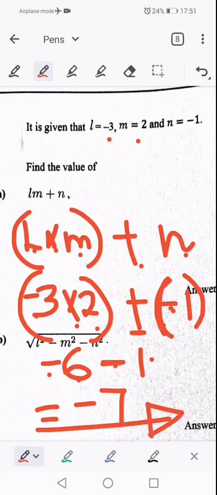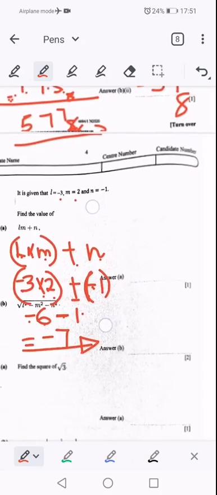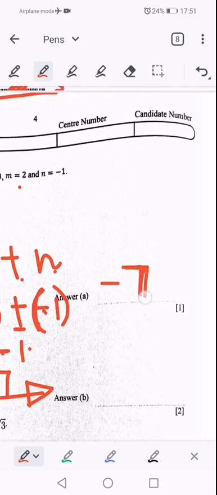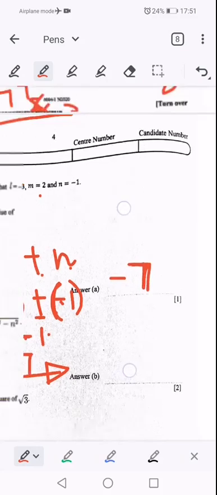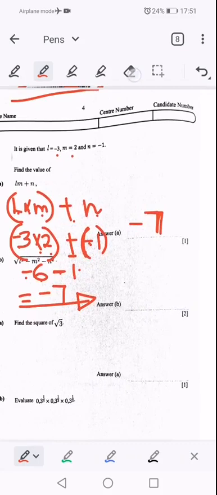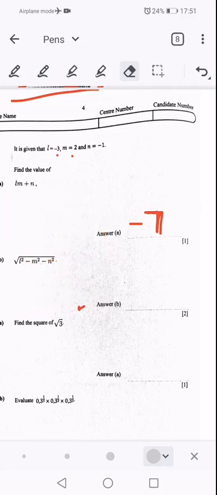So in the answer for the first question, I'm going to write this answer in number A. So it's minus 7, right? This one was supposed to be minus 7. Then I want to wrap this one. Right, then we go to question B.